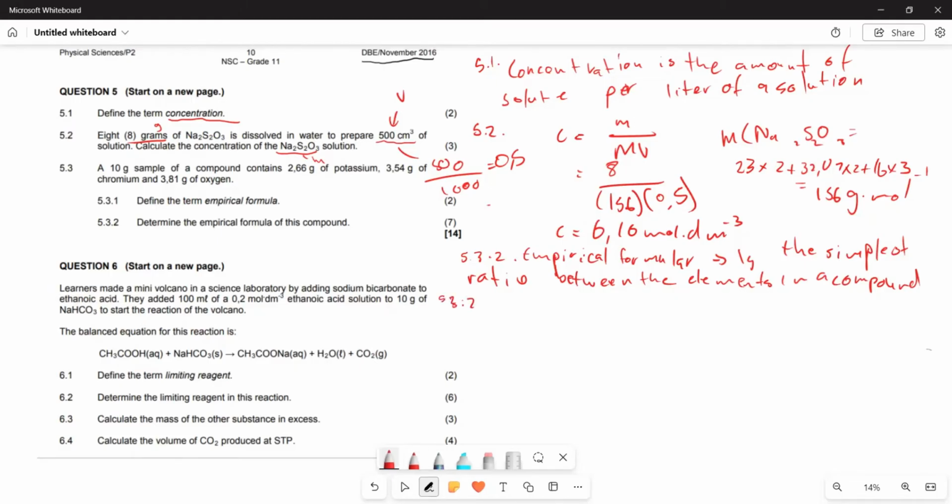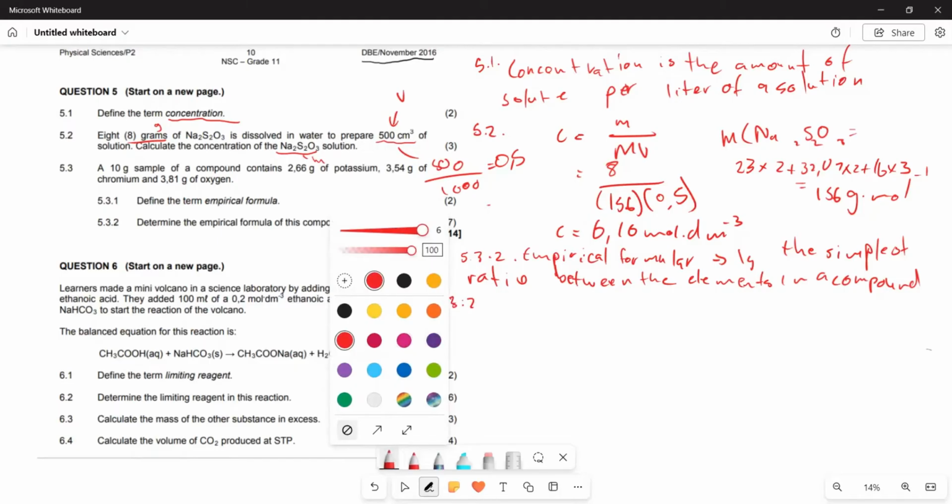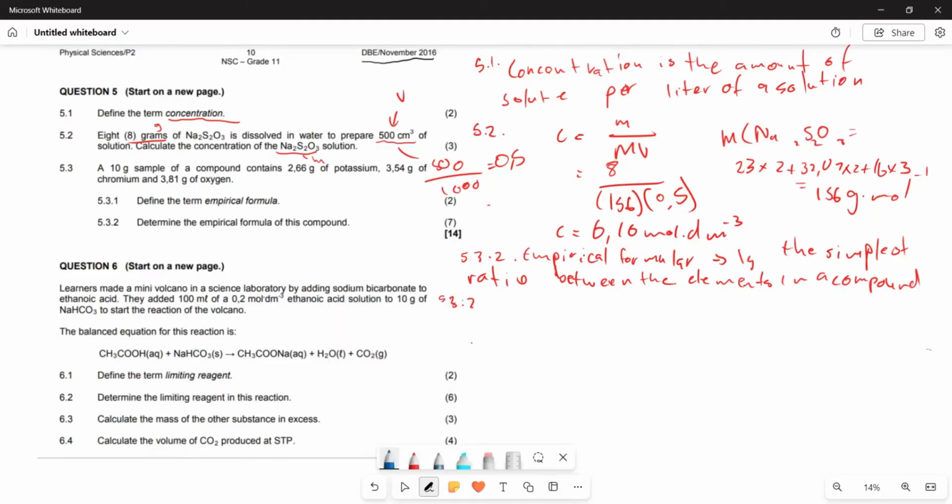5.3.2. Now for this one, let me just try and get another nicer color there, right? Now here they want you to determine what is going to be the empirical formula for this. Preferably, what I usually do for empirical formula is that I like representing these things in terms of steps, right? So let me just write in here my table.